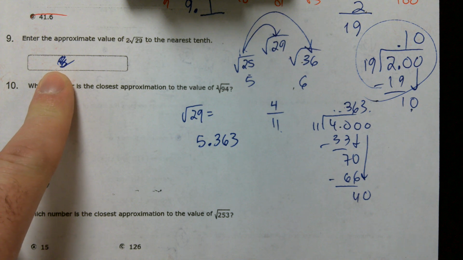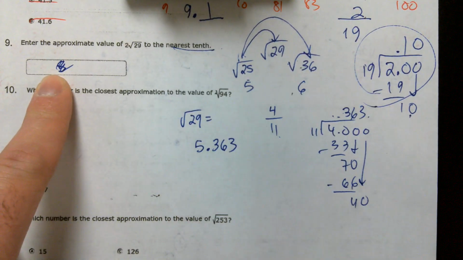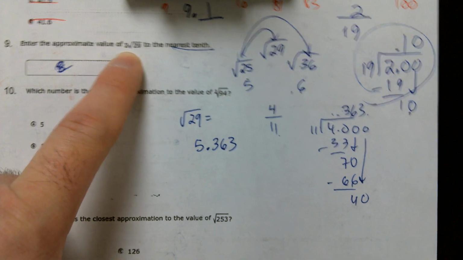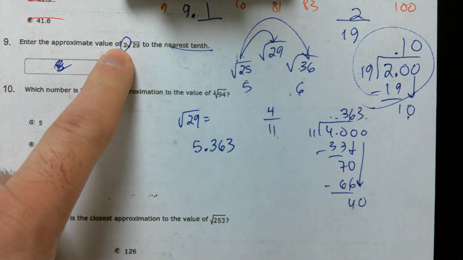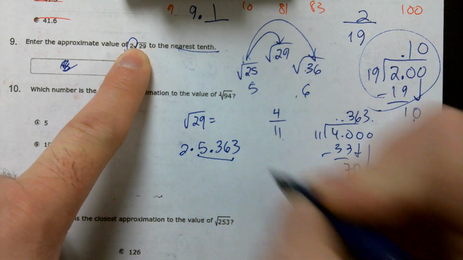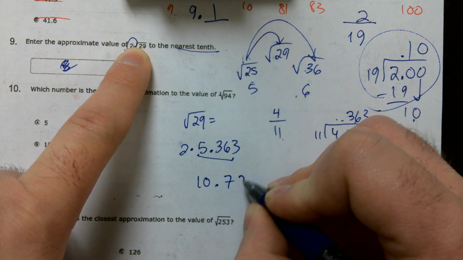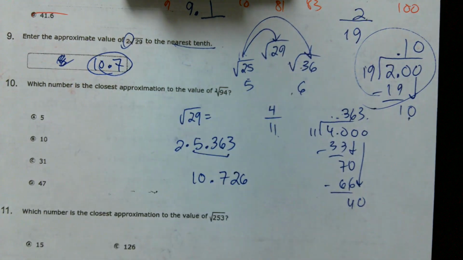No. I've got to get it to the nearest tenth, but is it just asking me for the value of the square root of 29? Or is there something in front? There's a 2. 2 times the square root of 29. So if the square root of 29 is this, 2 times this is 10.726 or 10.7. Is that right? I feel like that's wrong.